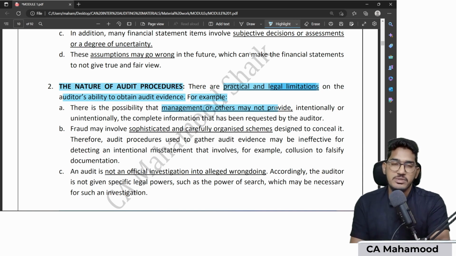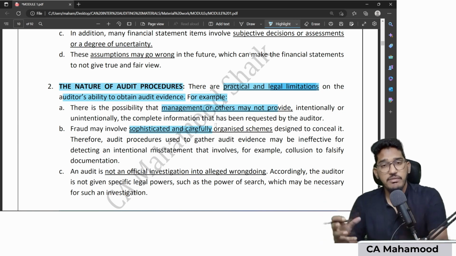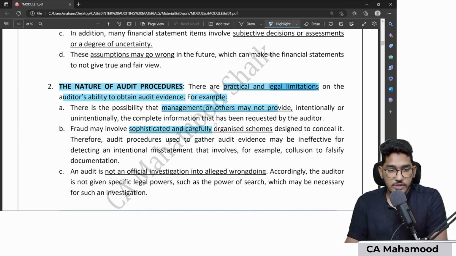And if the management themselves are not providing complete information, then obviously you are expressing the opinion on insufficient evidence and your opinion can go wrong. And sometimes, no matter how effectively you perform audit procedures, frauds will be carried out in a very sophisticated and careful manner, so you might not be able to find it out. Sometimes fraud may involve sophisticated and carefully organized schemes which are designed to hide it.